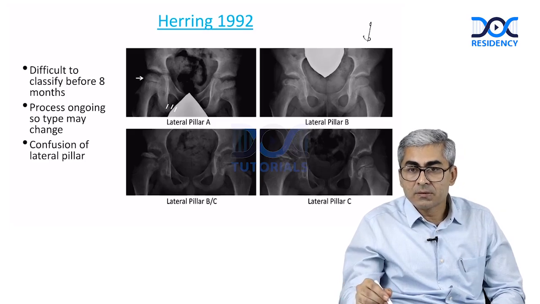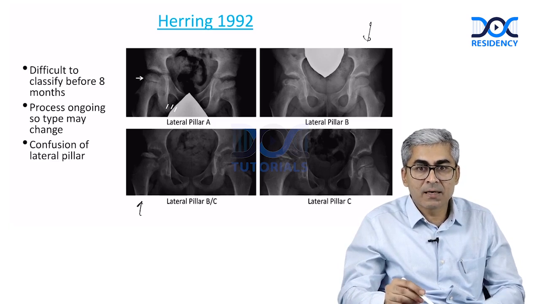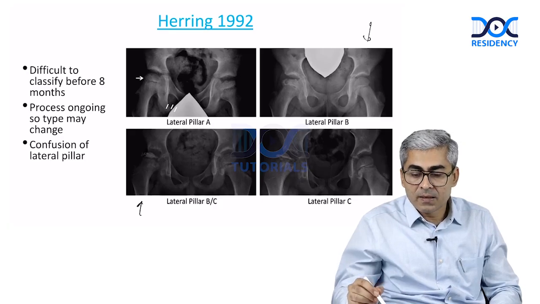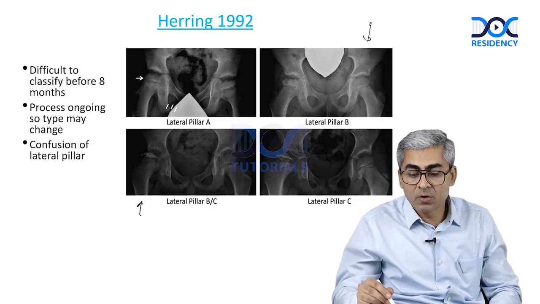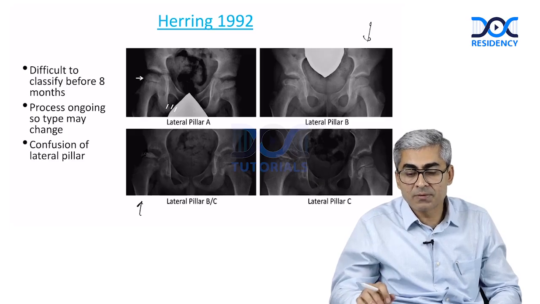less than 50%. And then if you see, the height is maintained, but again the width is reduced. And if you see group C, the whole of the femoral head is unossified, or most of the head is affected and it is collapsed.